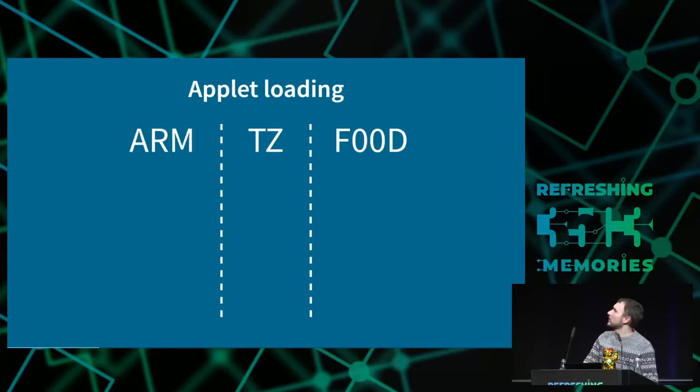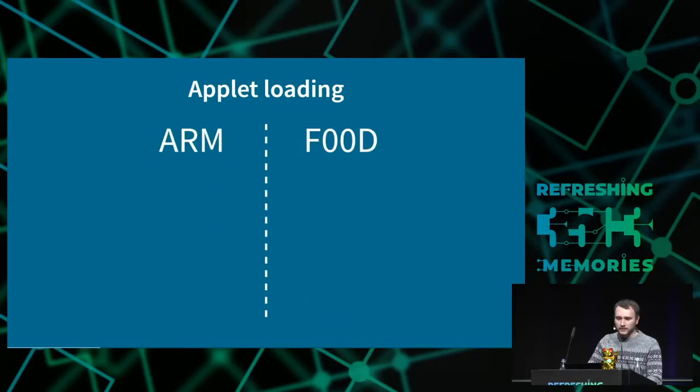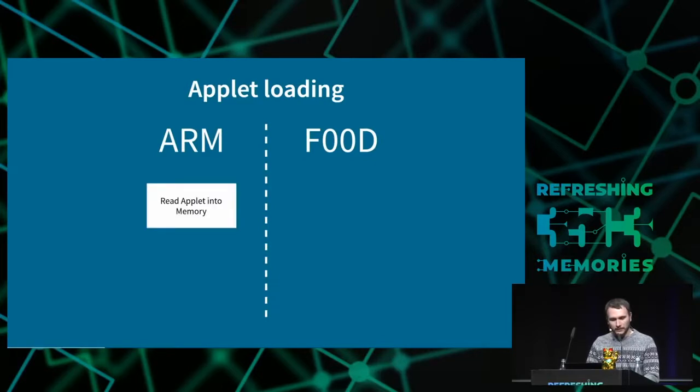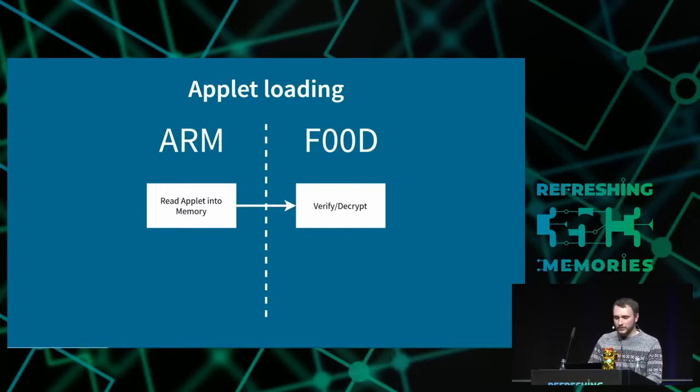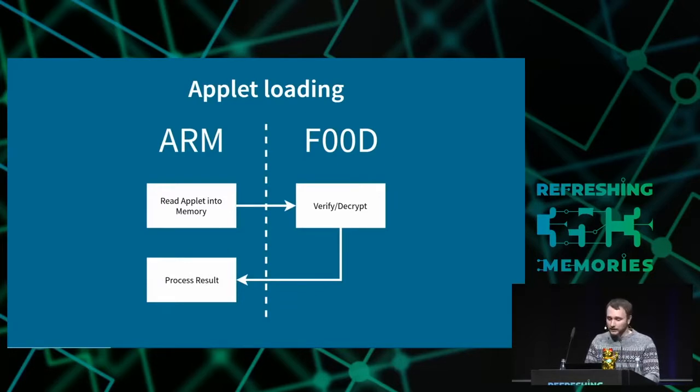So you see here, there's 3 regions here. You see ARM, TrustZone, and FUD. As I mentioned, TrustZone's mostly useless. It only works as a proxy between ARM and FUD, so we can simplify this model down, and we can start talking about how the applet loading works between ARM and FUD. So ARM will start off. It will read the applet into memory. It will then transfer that applet over to FUD. Then in FUD, it will then check the signature of it, make sure it's a valid applet, and then it will start decrypting and loading it. Once done, it will return the result, whether that was successful, it failed, or something else.